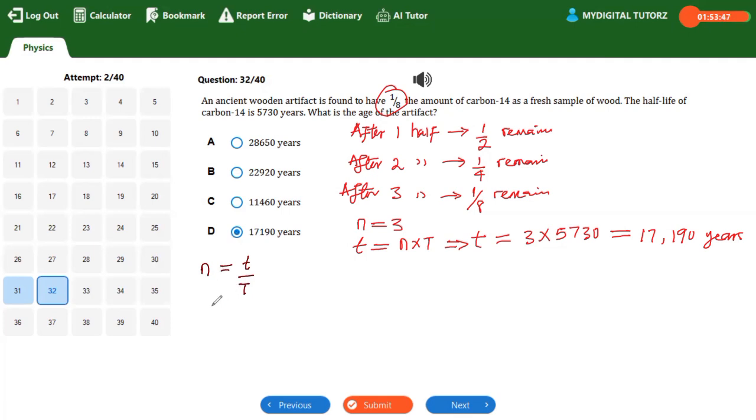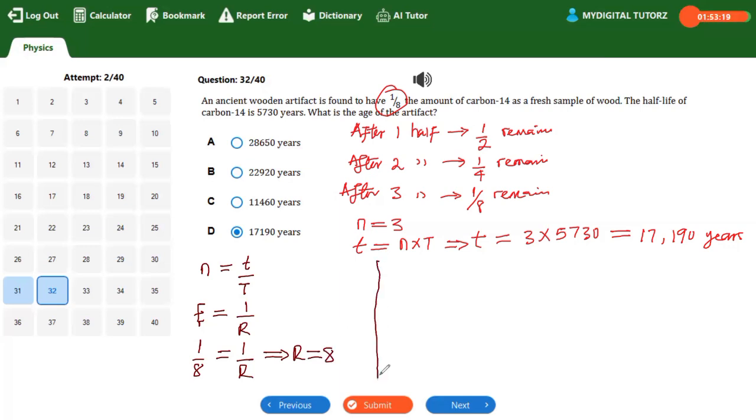Then we have that the fraction of atoms remaining is equal to 1 all over the disintegration ratio, which is R. From what we are given here, the fraction of atoms of the artifact remaining is 1 over 8. So this will give us 1 over 8 equal to 1 over R, which implies that R will be equal to 8.